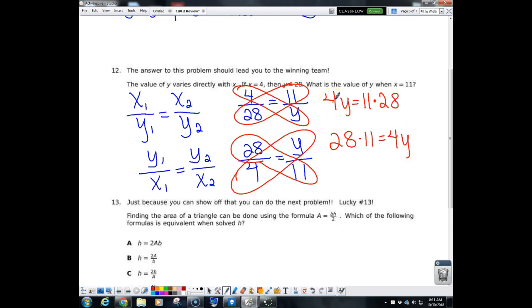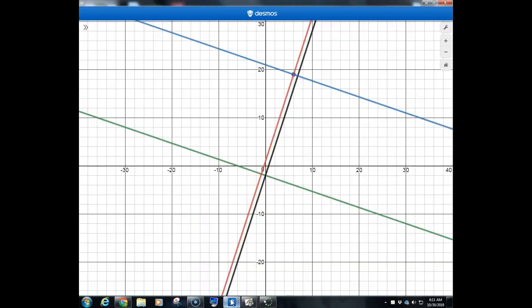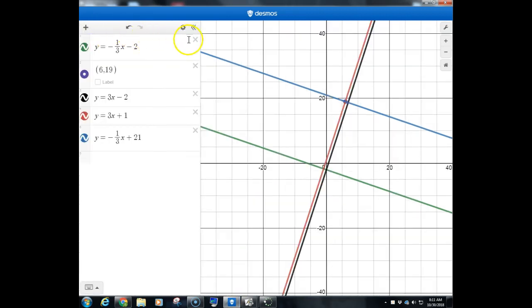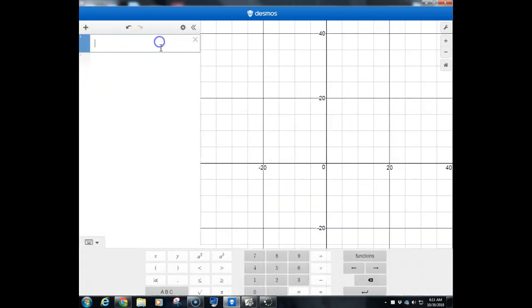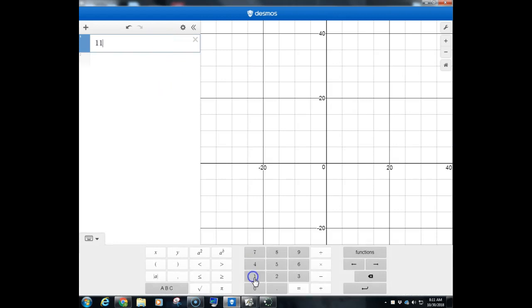They're just flipped around. And remember, we're solving for y, so all we have to do is divide by 4 on both sides, right? Because this is 4 times y. I just want y, so the opposite of times 4 is dividing by 4. So that means y equals 11 times 28 divided by 4. I can put this into decimals. So 11 times 28 divided by 4.